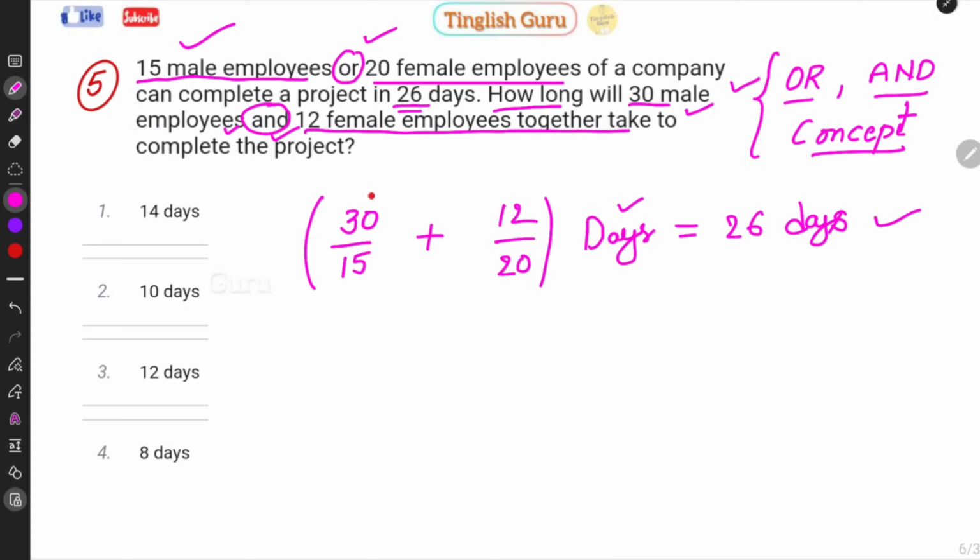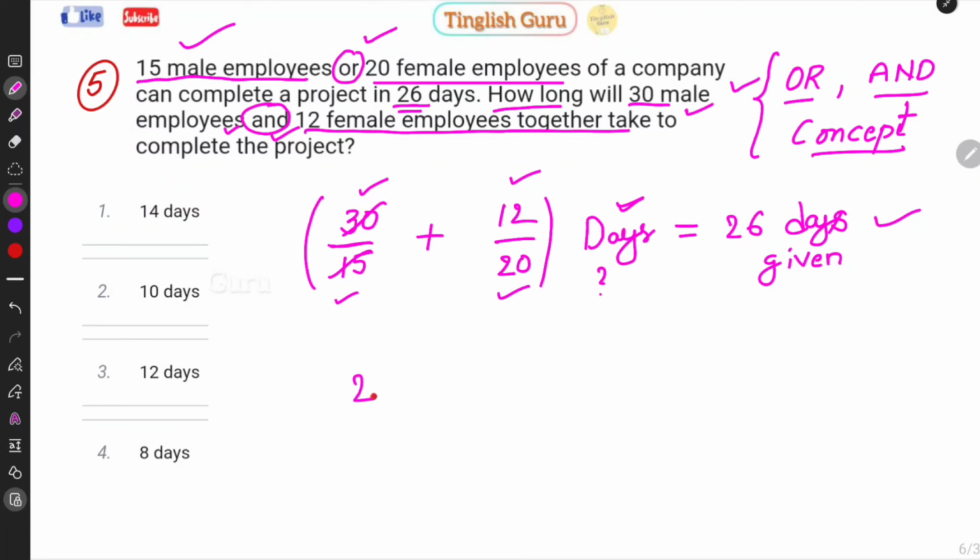So this is the actual format of the shortcut to find the answer to this kind of OR and AND concept. So what we did first, in the find section we wrote males and females, and in the denominator we wrote the given values of males and females, and we multiplied with days. This is what we require and this is given. Okay, please don't confuse the structure, write it down in your notes. So let us solve this.